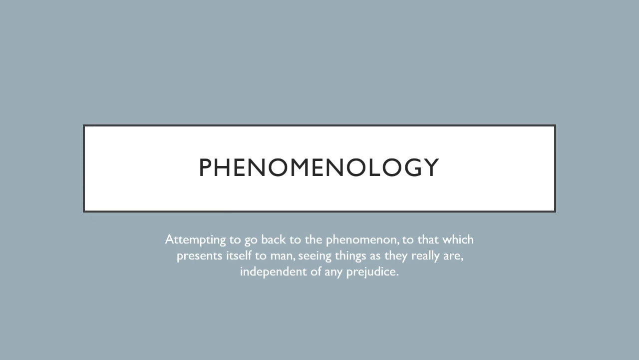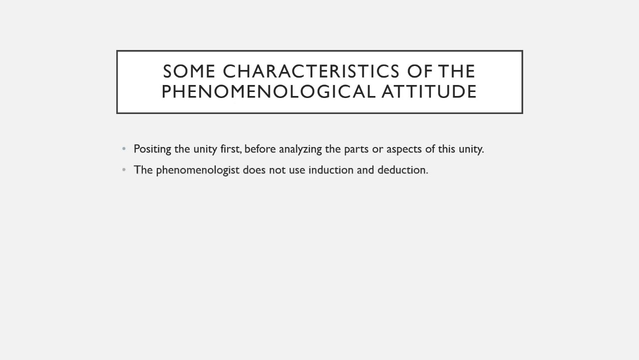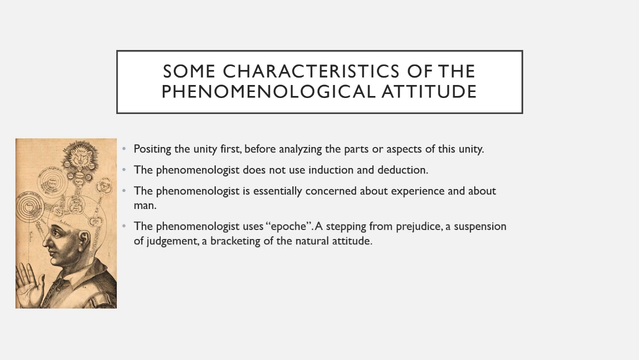Now let us move on to some characteristics of the phenomenological method. First, it's mostly positing the unity first, the whole, before analyzing the parts or aspects of this unity. The phenomenologist does not use induction and deduction. The phenomenologist is essentially concerned about experience and about man. The phenomenologist uses epoche, a stepping from prejudice, a suspension of judgment, a bracketing of the natural attitude.